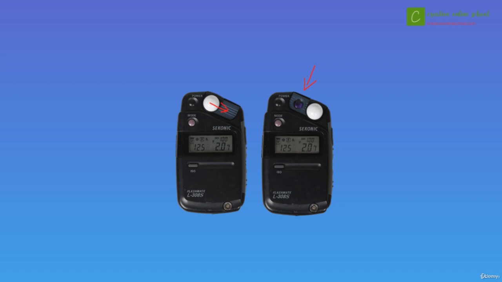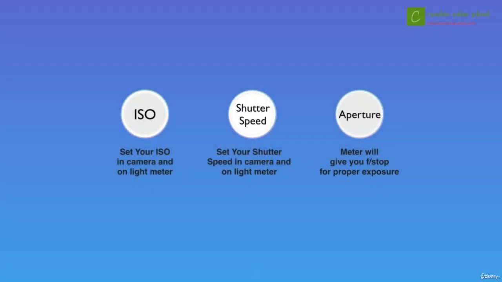To use a light meter to read incident light, you need to slide the dome over the metering cell. You'll set your ISO desired in your camera and on your light meter. Then you'll set your shutter speed desired in your camera and on your light meter. And the light meter will give you a reading which will tell you exactly the f-stop or aperture for proper exposure. It returns a reading to produce a mid-gray without being affected by reflective, like white, or absorbent, for example black, subject matter.